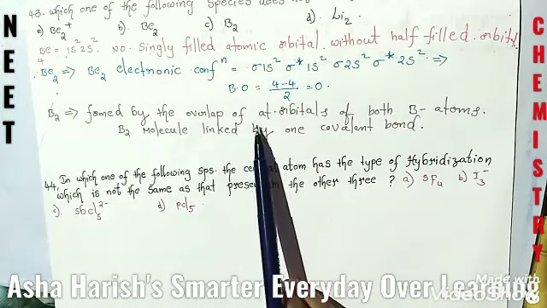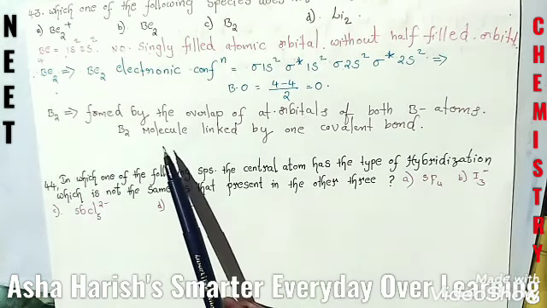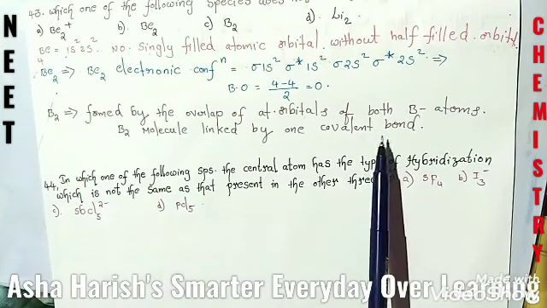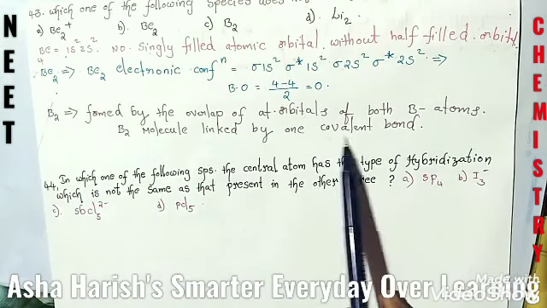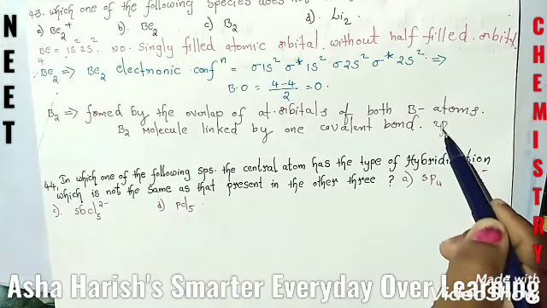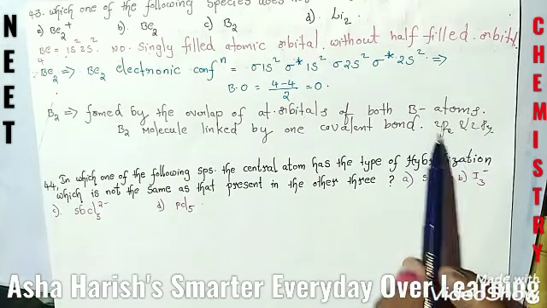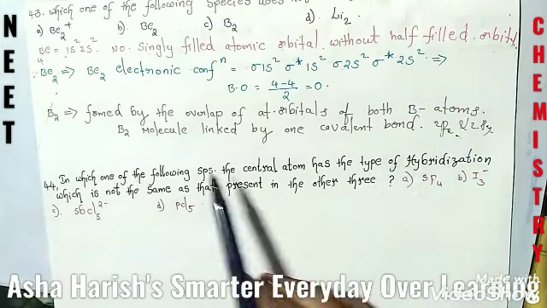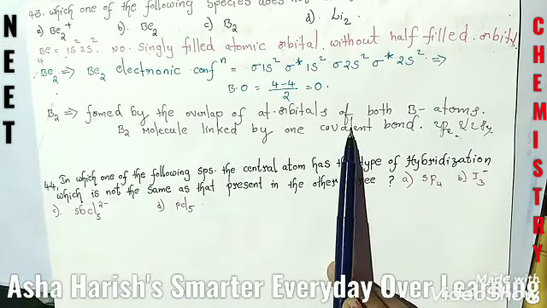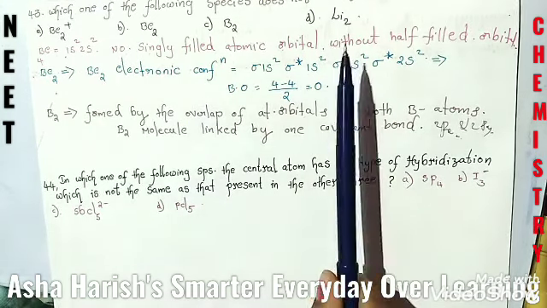B2 is formed by the overlapping of atomic orbitals of both the boron atoms. The two boron atoms in the B2 molecule are linked by one covalent bond. Then it has the magnetic property: each of the 2px and 2py molecular orbitals contains unpaired electrons. Then students, B2 is paramagnetic in nature. B2 has paramagnetic nature.